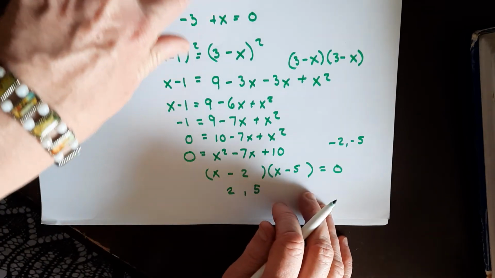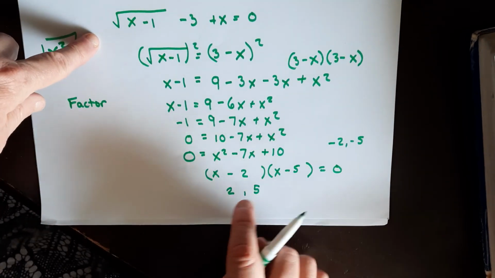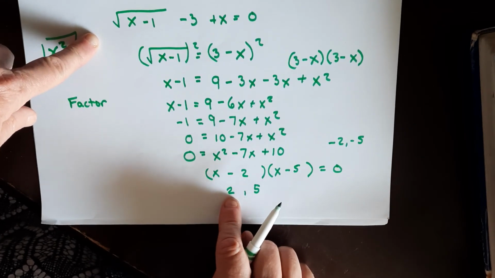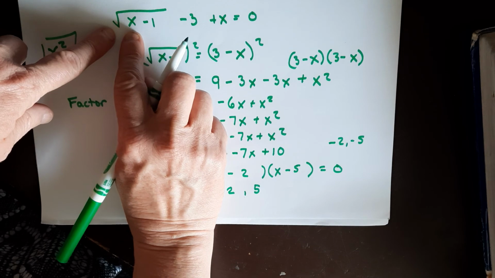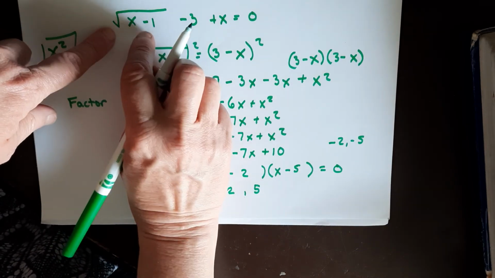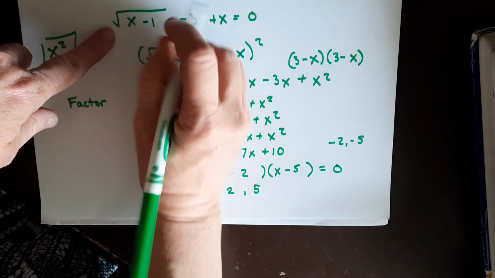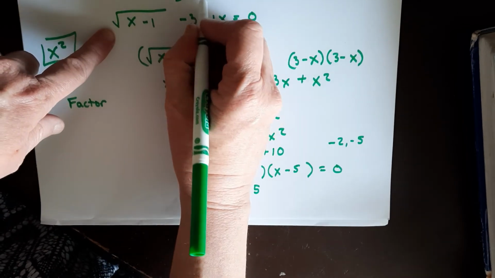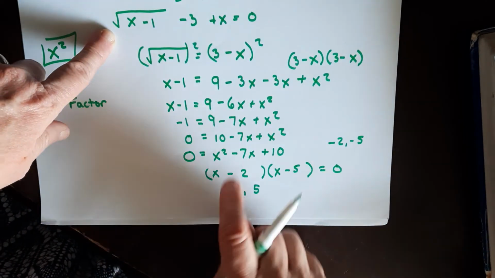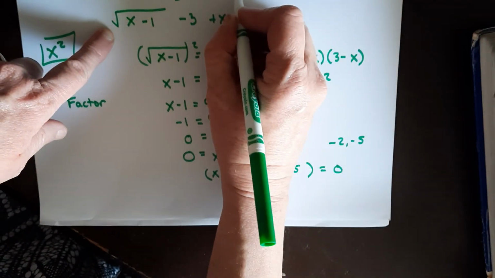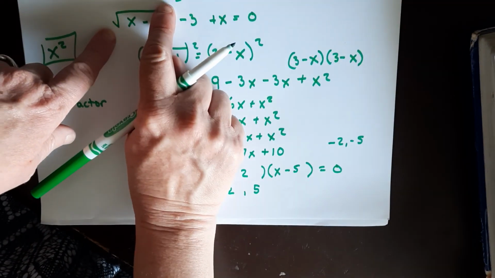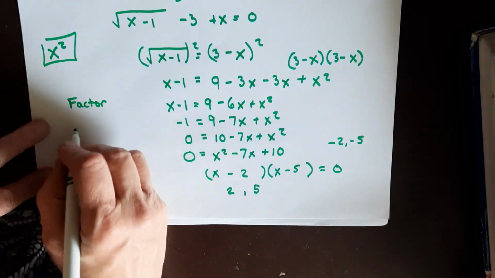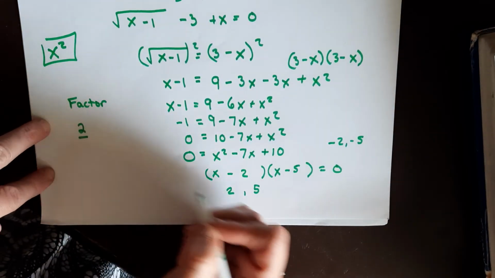But we need to check. We need to go back to the original equation with both of these answers to see if they work. We will try the 2 first. So if you put 2 in here, you get 2 minus 1, which is 1, and the square root of 1 is 1. 1 minus 3 plus, what was our x? Our x was 2, plus 2. And let's see if that does equal 0. 1 minus 3 is negative 2, and negative 2 plus 2 does equal 0. So 2 works, so we know that that is one of our answers.